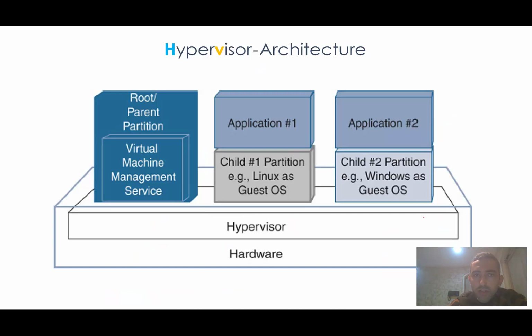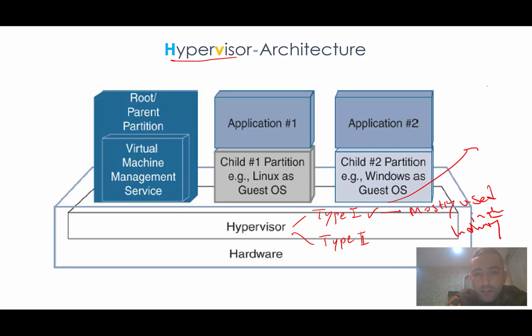Here is also another architecture which focuses on the hypervisor. I told you we have two types of hypervisor, type 1 and type 2, and type 1 is mostly used in industry. In type 1, this is the hardware, directly after that is the hypervisor, and in the top layer we have, for example, some virtual machines and applications. But type 2 I described for you already.